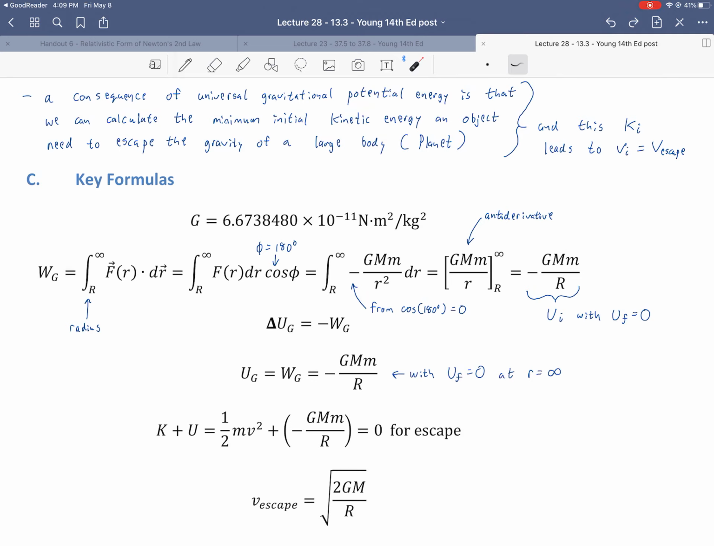Okay? So, as I was saying, the very interesting result of this particular choice of U final being 0, okay, is that your instantaneous potential energy, your initial potential energy, is equal to the work done by gravity. Okay? So actually, because we're used to the difference being equal to the negative, the change of potential energy is equal to the negative of the work that created it.